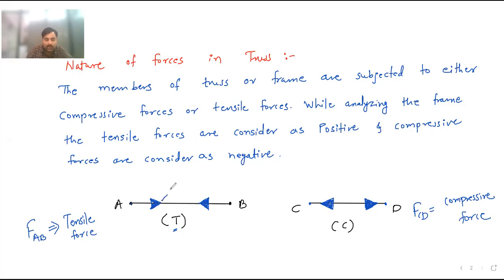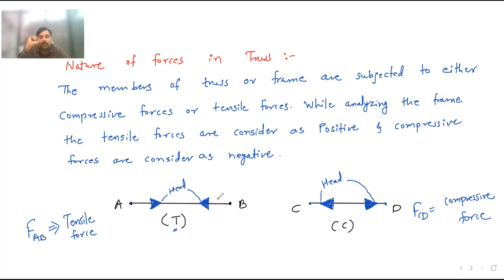This is the arrow head. This is the arrow head. And this is called the tail, the back portion. And here, the arrow head is on this side. This is the arrow head. Here also, this is called the arrow head. So in this way, we show the arrow.